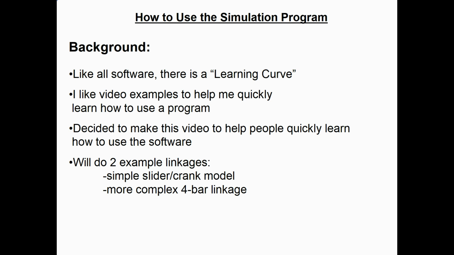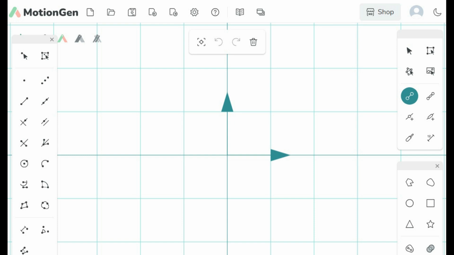So I'm going to do two example linkages step by step. I'm going to do a really simple slider crank model first. I'll follow that up by a more complex 4-bar linkage. So let's add a simple slider crank mechanism using MotionGen simulation program.